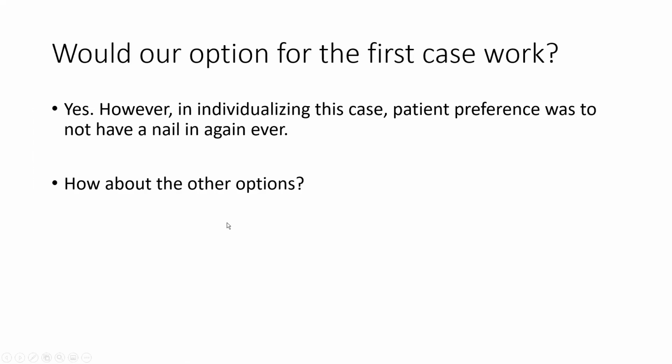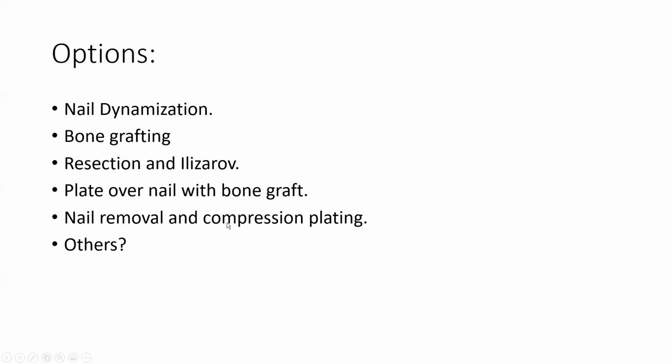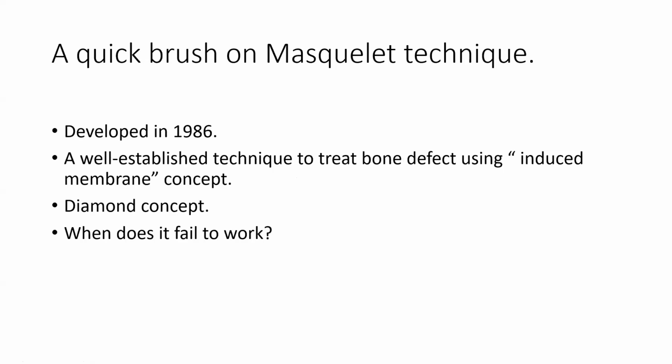So how about the other options? Honestly speaking, all the other options except for the dynamization are valid, partially or completely. Bone grafting is a valid option, however, it does not tackle stability. And as I mentioned, the others, as long as they tackle both, will be viable. Okay. Before we move to muscle, any questions about this case?